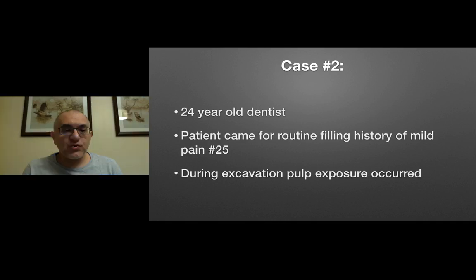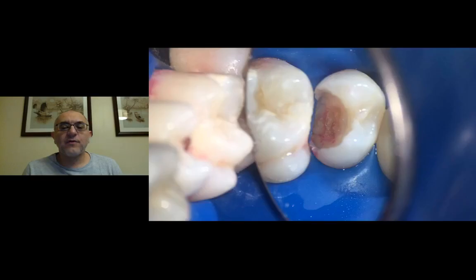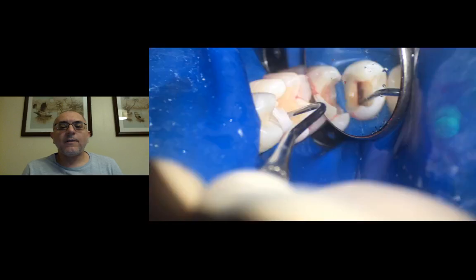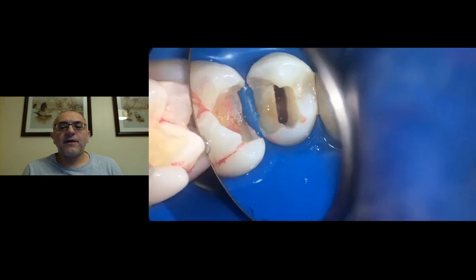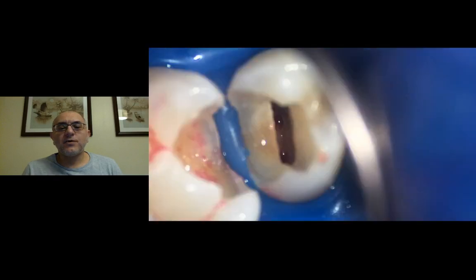Right, this is case number two. A 24-year-old dentist in this case. When I started doing these cases in the beginning, I was a little worried, so I always picked people who understood what I was doing. So a 24-year-old dentist, patient came in for routine filling, had mild pain related to a premolar, and during excavation, exposure occurred. Here's a close-up of the excavation. You can still see caries on the pulpal wall. And here is the access cavity. And then a close-up of the two canals, the buccal and the palatal.